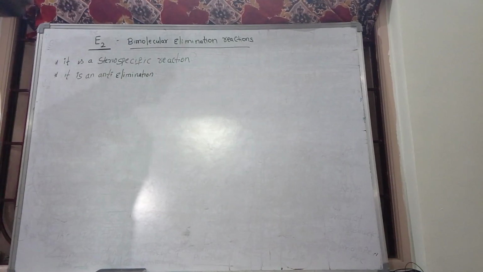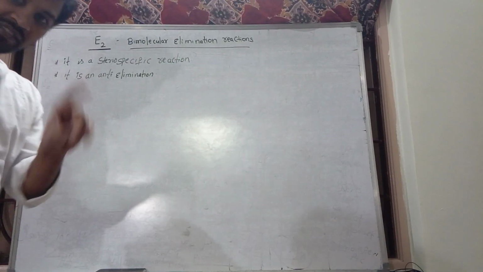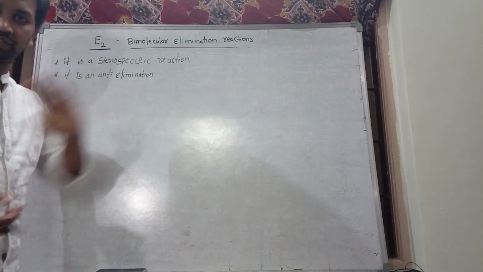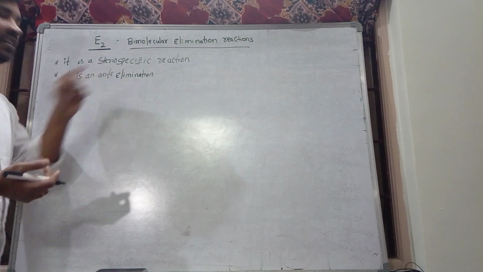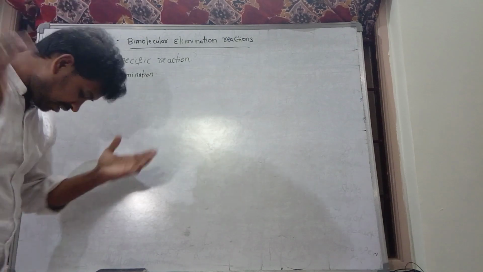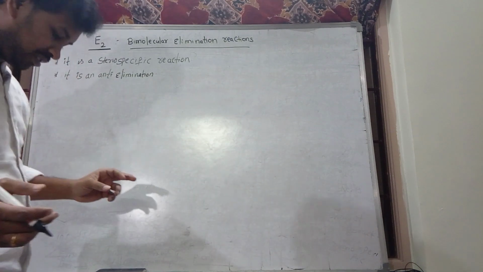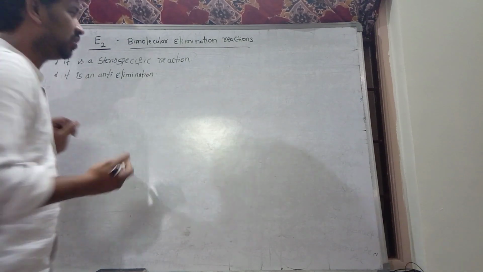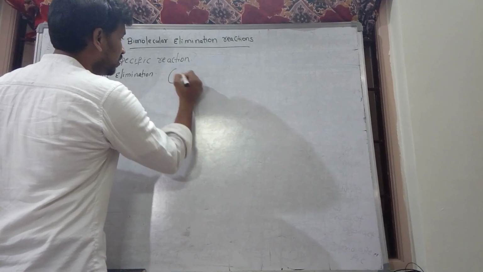Stereochemistry of E2 elimination. E1 is a non-stereospecific reaction, but E2 is a stereospecific reaction. It is an anti-elimination. So in first PUC you studied the stereochemistry. There you know about anti-elimination.